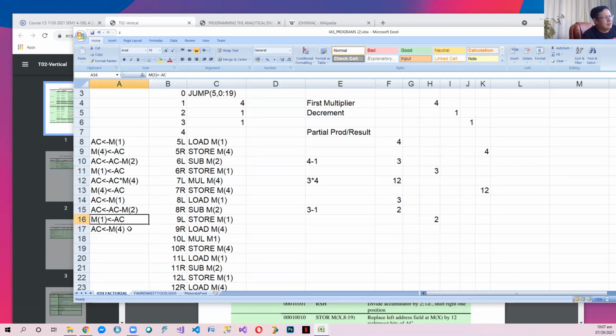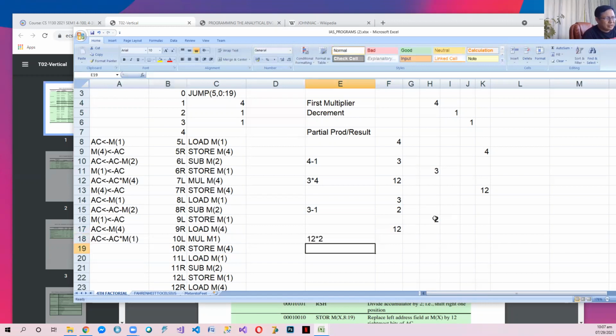Okay? Do you follow? AC receives M of 4. So what is the value of M of 4? It's 12. Okay? And mul M1. What do we mean by this? AC receives AC times M of 1. Instead of M of 4, we'll say M of 1. So the actual content is 12, which is the current value of AC. And what is M of 1? M of 1 is our multiplier, which is now 2.